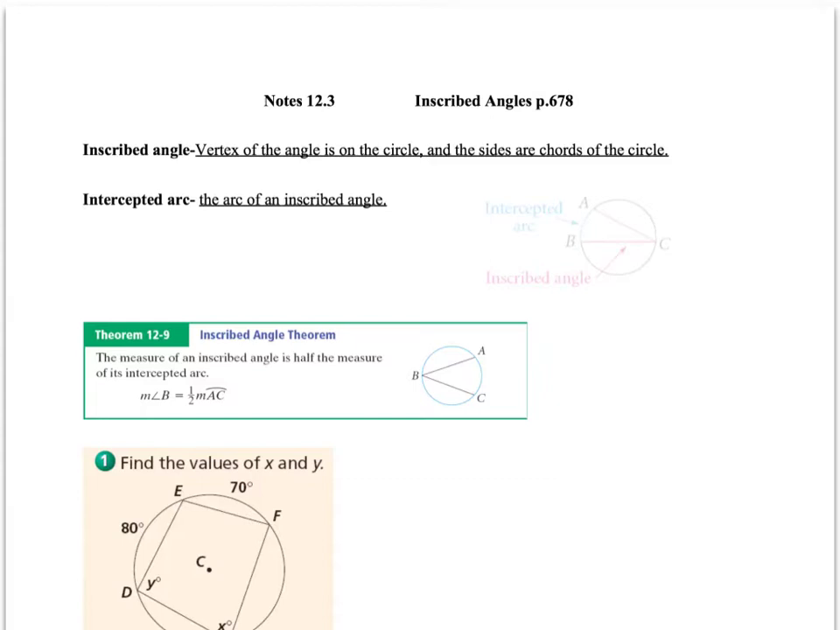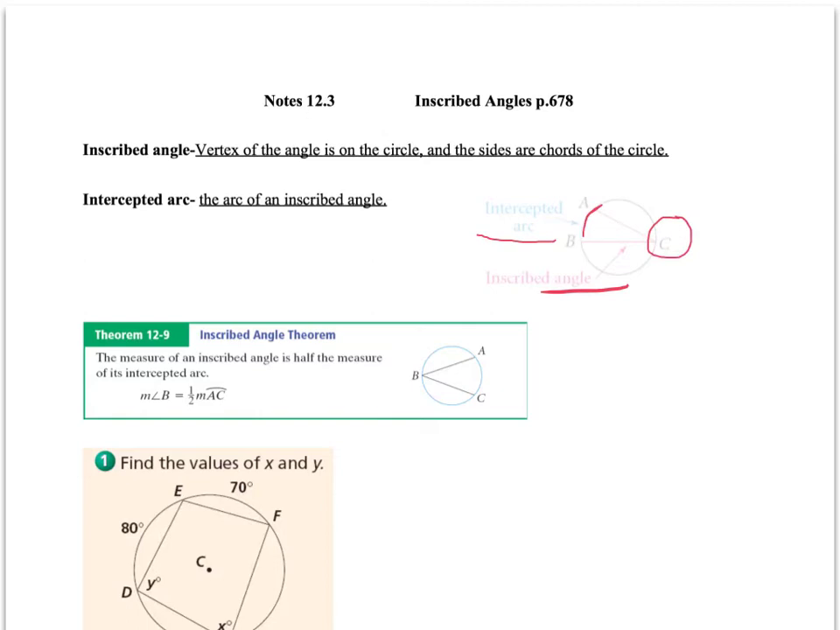So inscribed angle means that the vertex is on the circle rather than in the center, and the sides would be chords of the circle, not tangent to the circle, but chords. And the intercepted arc means the arc created by that angle. So in this picture we have the intercepted arc AB, created by the inscribed angle with the vertex. Notice that that vertex is right on the circle at C. It's not in the center like in our previous examples.